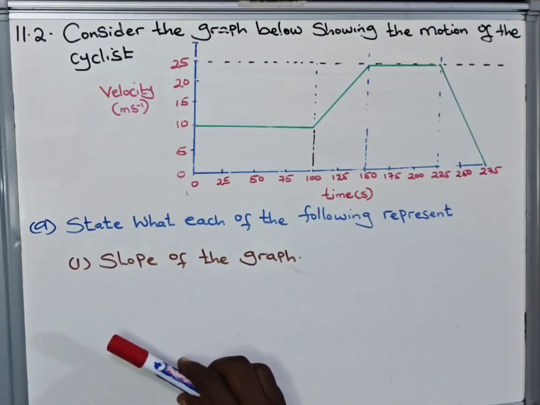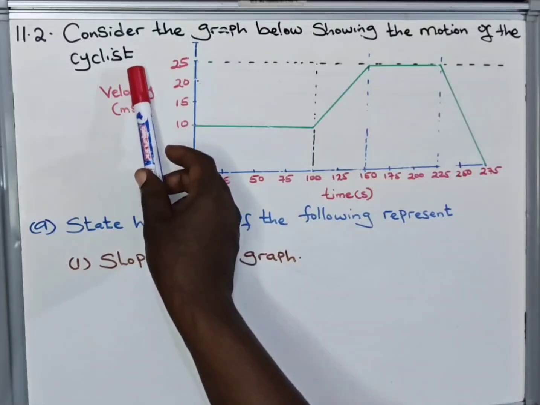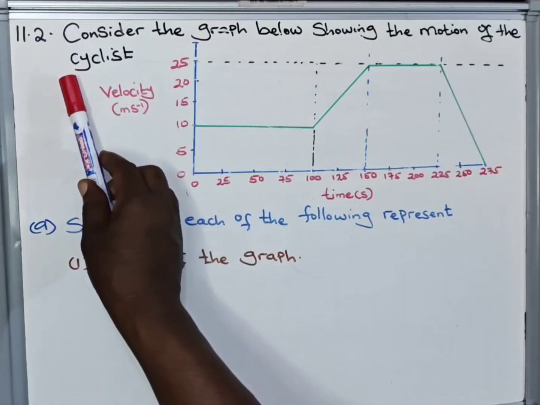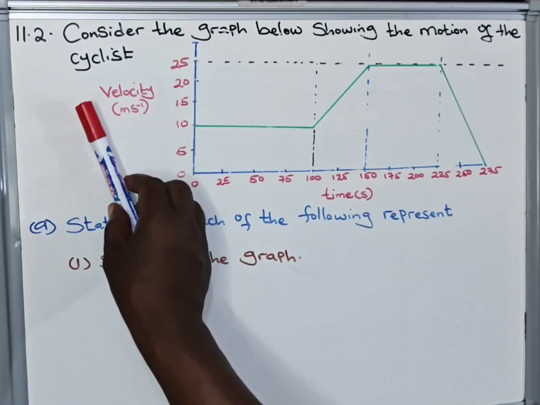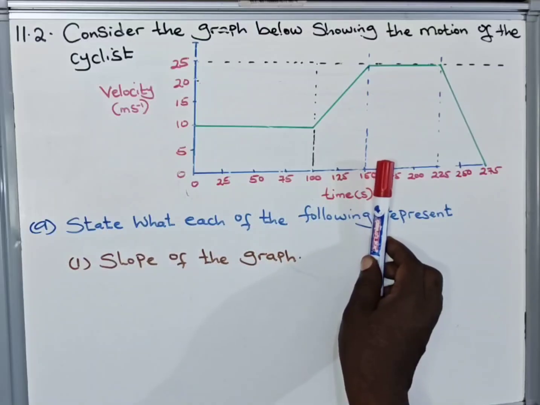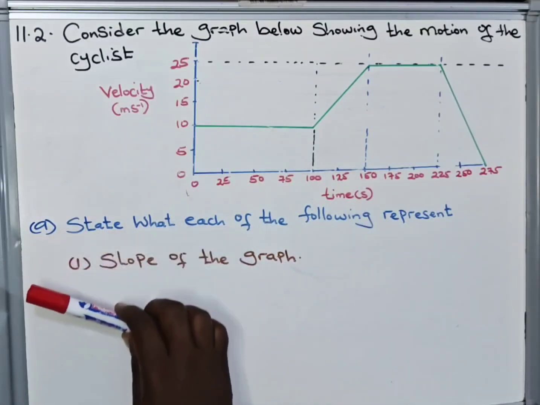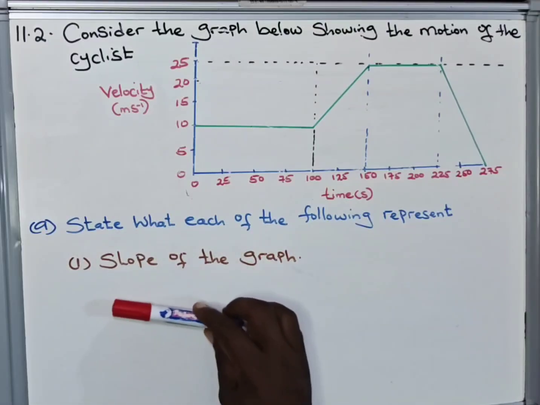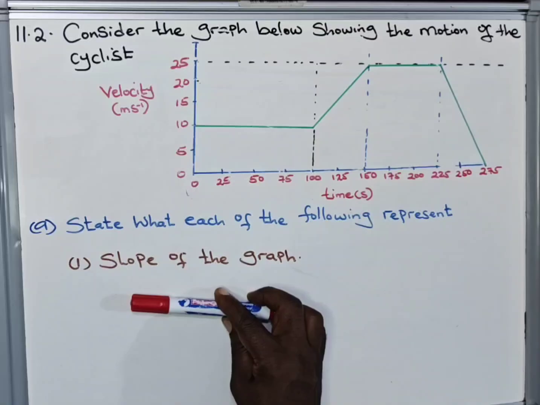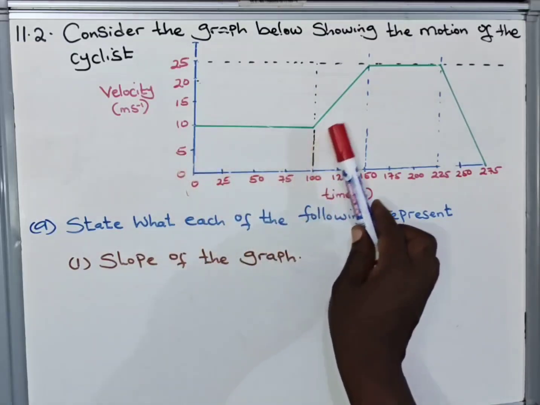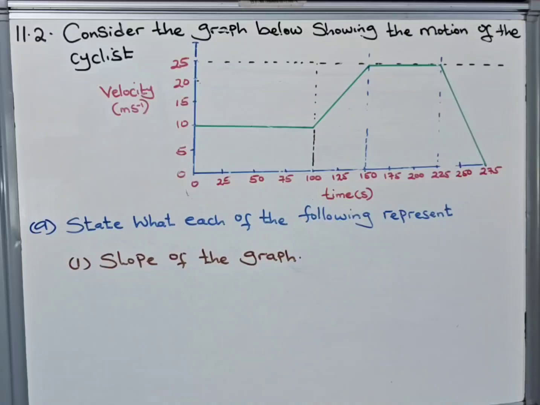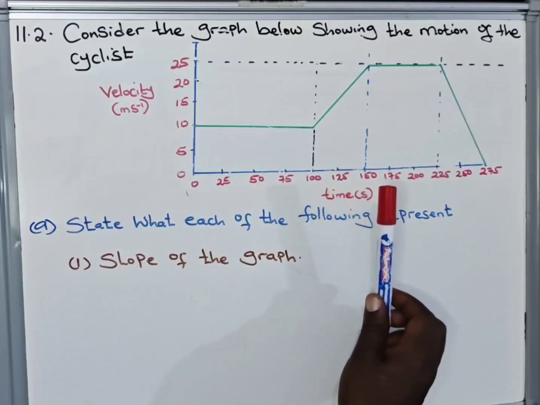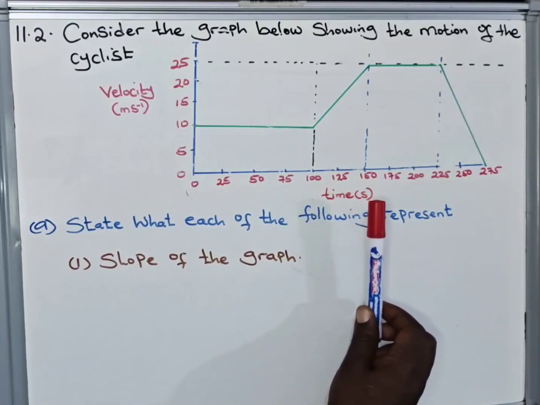Then we come to this question. It says that consider the graph below showing the motion of the cyclist. So this is the graph. It's a velocity time graph. And the question says, state what each of the following represent. The first one says, slope of the graph. What does the slope of the graph represent? For a velocity time graph, the slope represents acceleration.